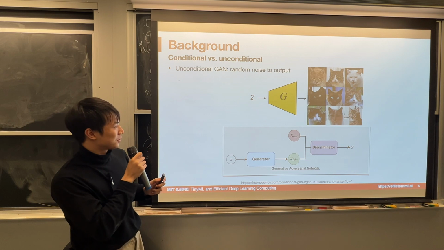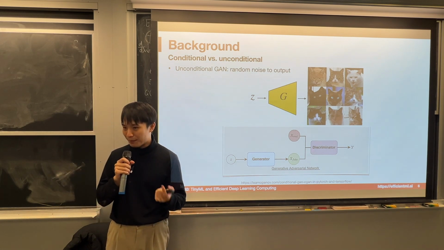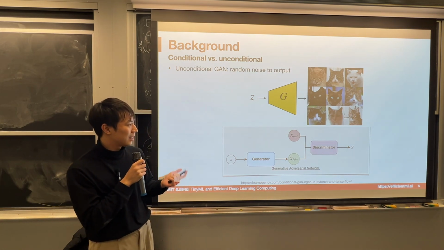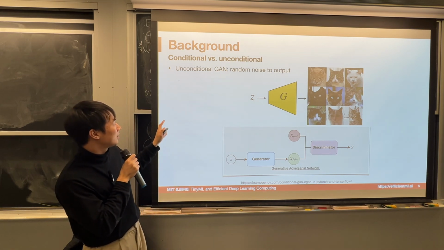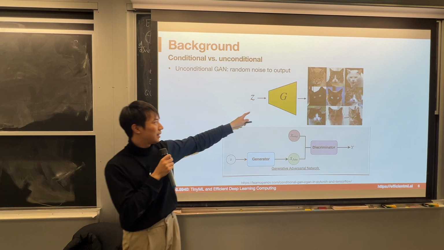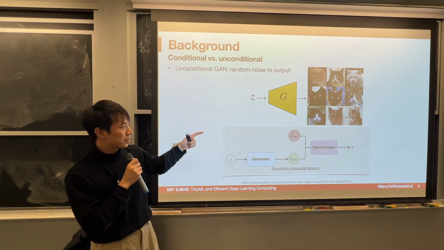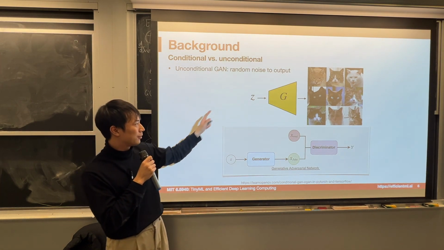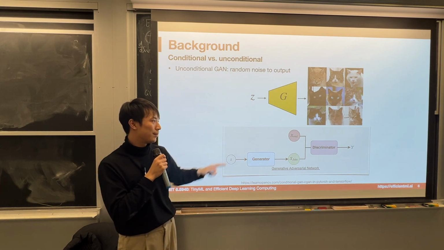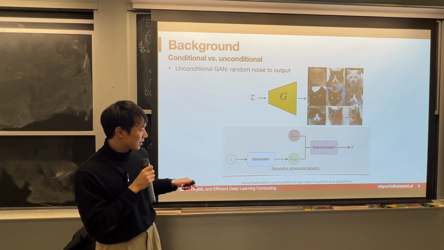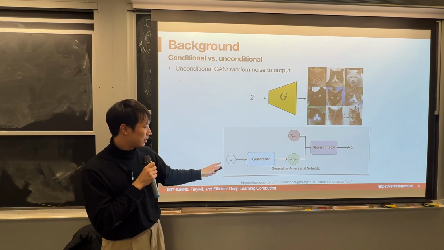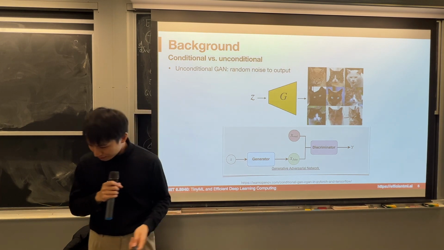There are a couple of different settings for GAN models. One is the conditional GAN, and the other is the unconditional GAN. This is the unconditional GAN. By unconditional, it basically means that the generator only takes a noise, which usually is a Gaussian noise, and it will map the noise into a specific output image, for example, multiple cats. Because it's unconditional, only the noise is fed to the generator.